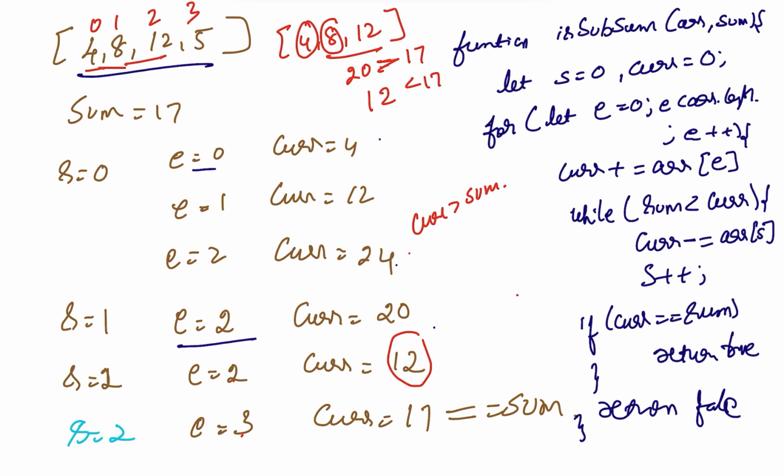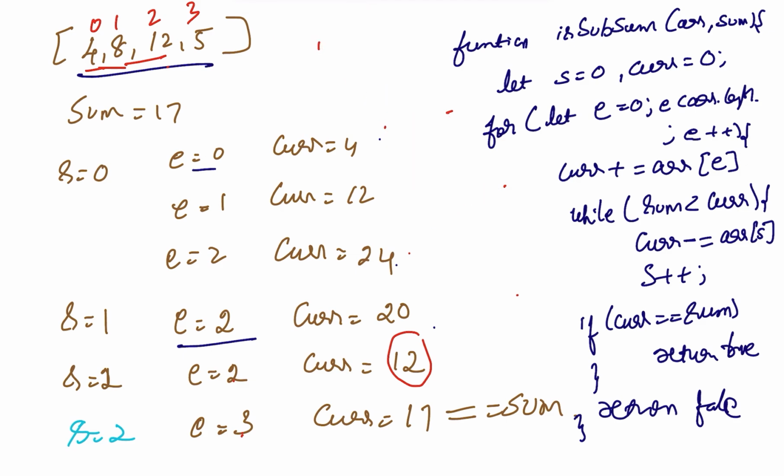So I'm going to move the e value, which was at 2, to the next value, that is 12 to 12 plus 5. The e value will be increased to 3, and that is equal to 17, and 17 is equal to 17, and it's true. So how many iterations is it taking over here?